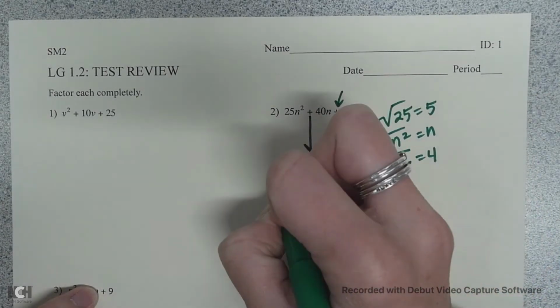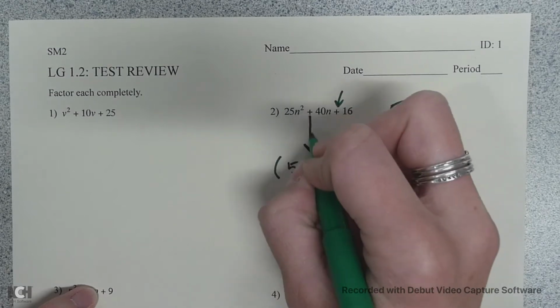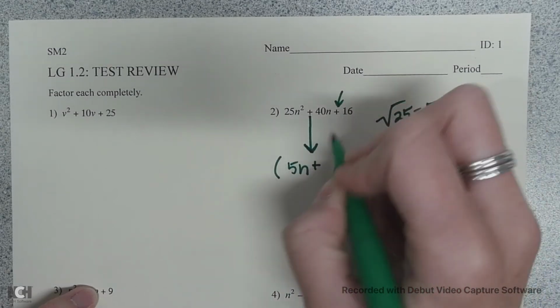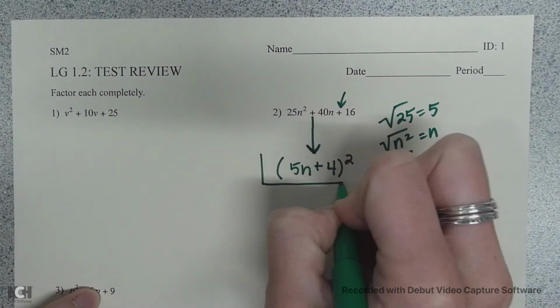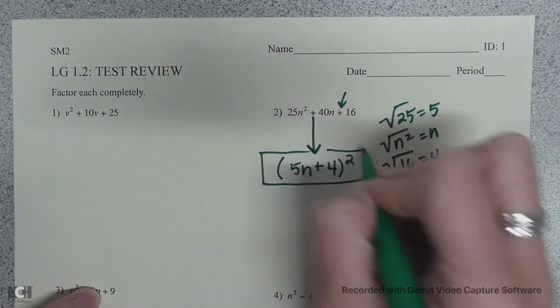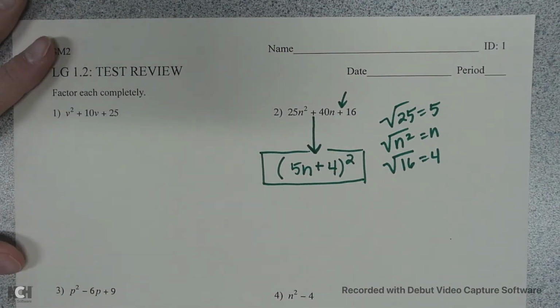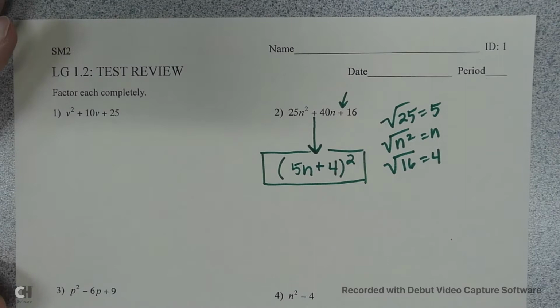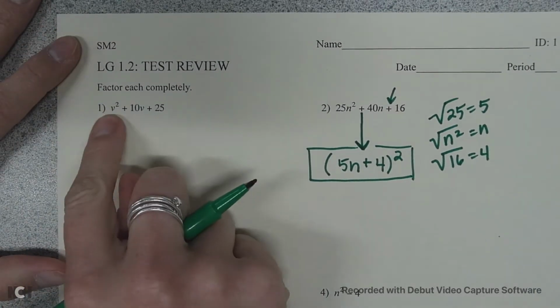So the square root of 25n squared is 5n. Take this sign, and the square root of 16 is 4, and you're going to have 2 of those. So this is your answer. If you weren't sure, you can always big X. There's not a problem. You're just going to get some big numbers, and it might take you a second. But that's okay. The same thing happens on number 1.